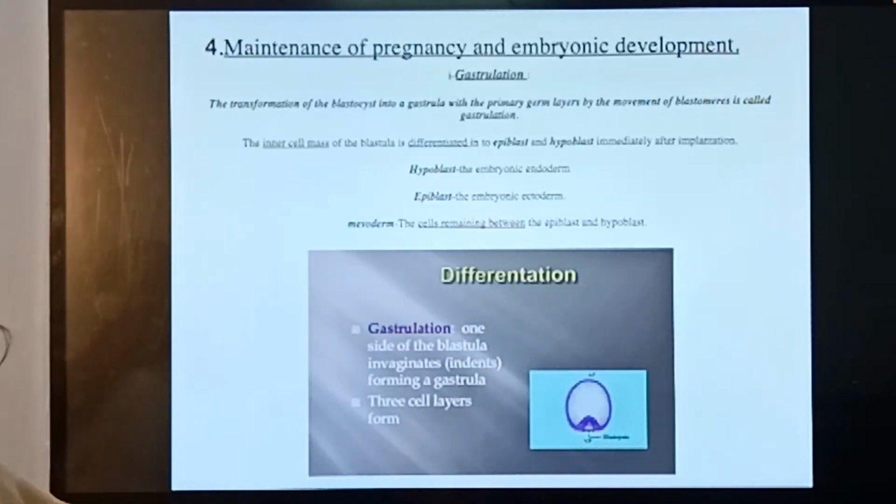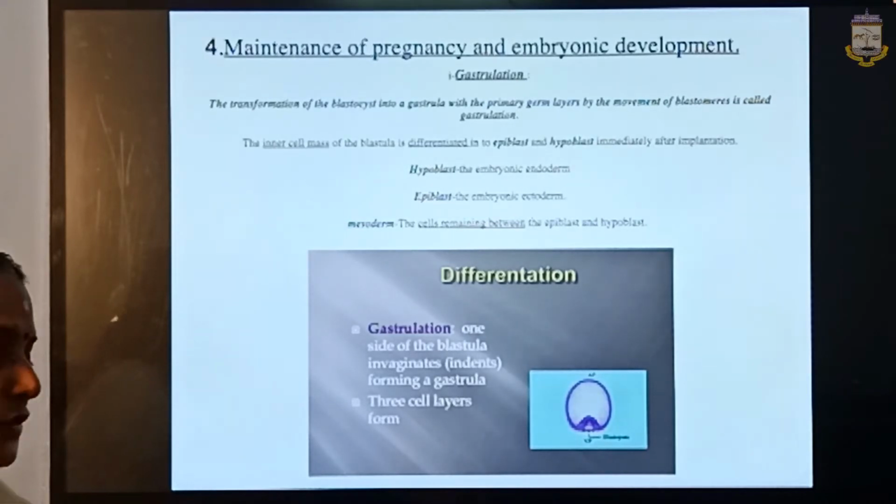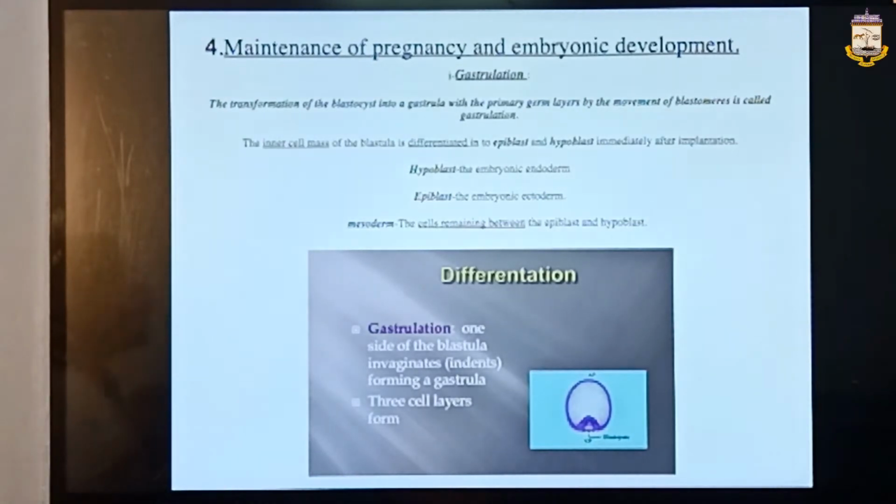After this, how to maintain the pregnancy and embryonic development. That means cleavage is over. It has been implanted into the uterine wall. Now the next process is called gastrulation.